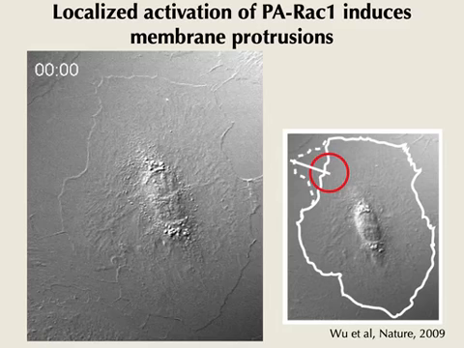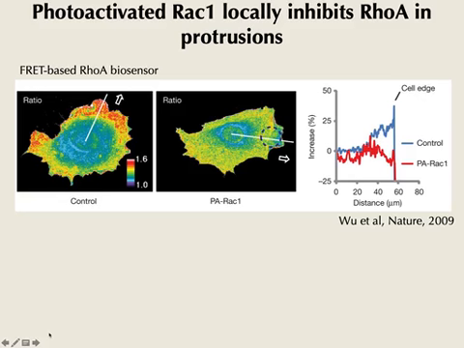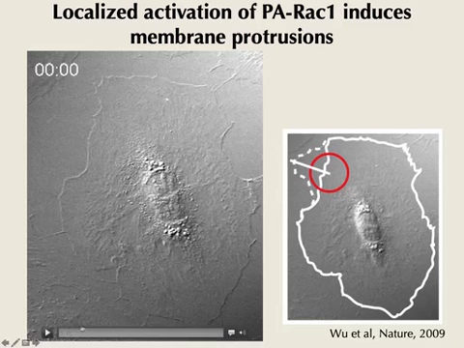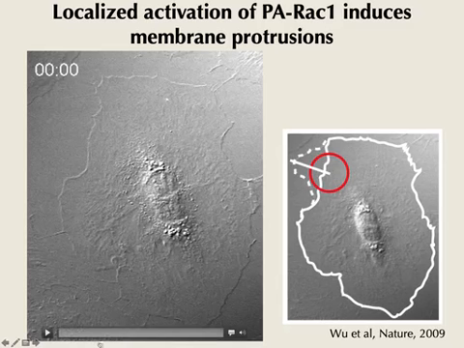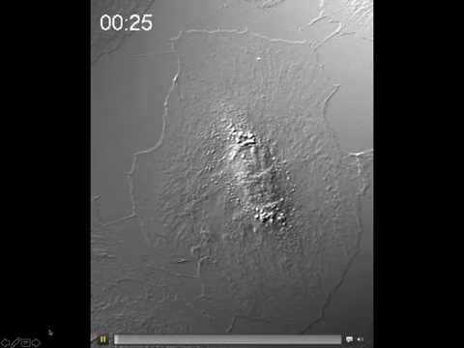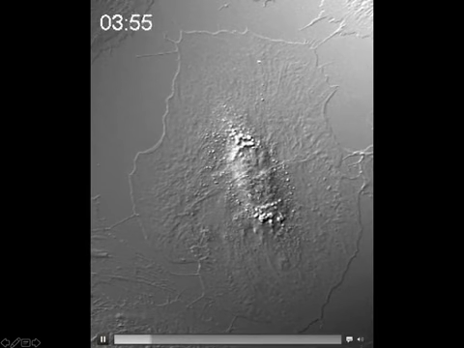So let's do that. So here's a cell, and what you're going to see is that every time you see a circle appear, that means some light has been shone onto this part, and trying to activate Rac. Okay, so this is happening here.